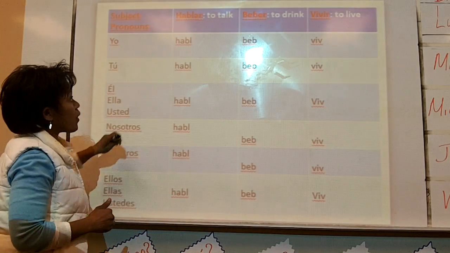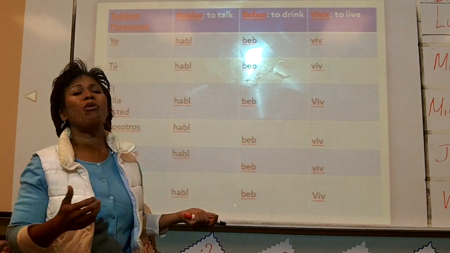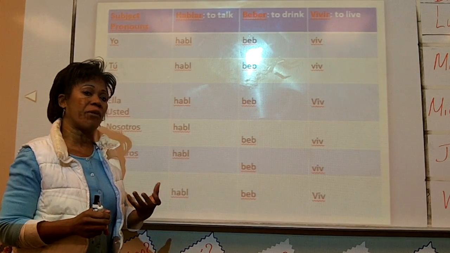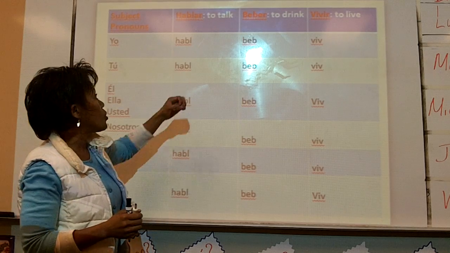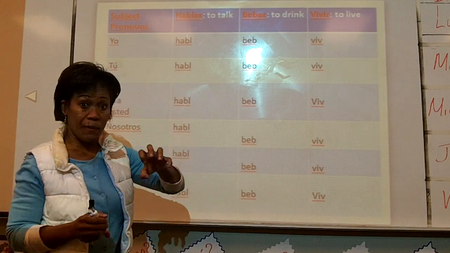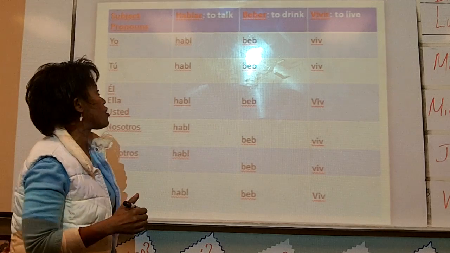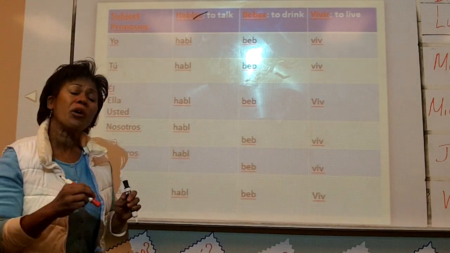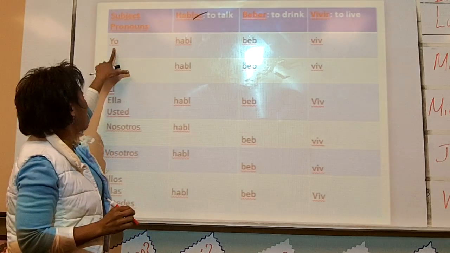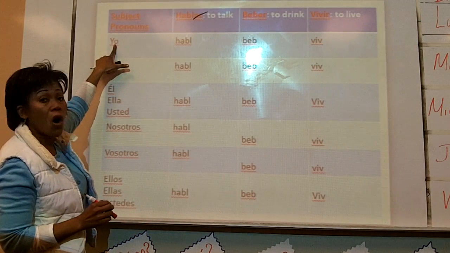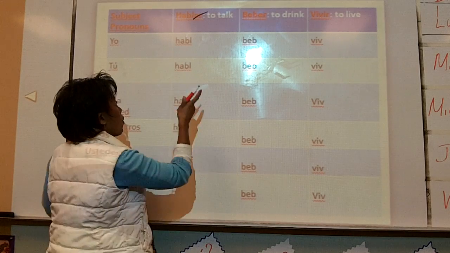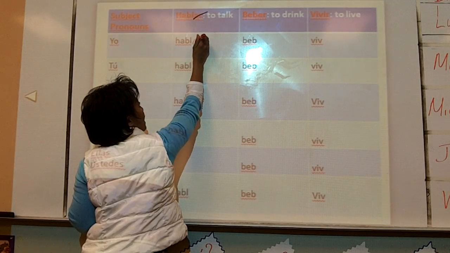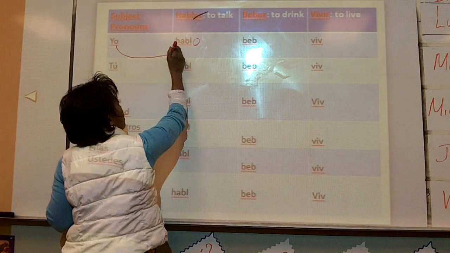Okay, so I'm going to conjugate my first verb, which is hablar. What do I mean by conjugation? When I say conjugating the verb hablar, I mean that I'm going to drop the AR. That's the first step that I need to do in order to conjugate this verb. Then I am going to add different endings according to my subject pronoun. So for yo, the ending will be O. Notice that I dropped the AR first. Now I'm going to add a different ending according to the subject.